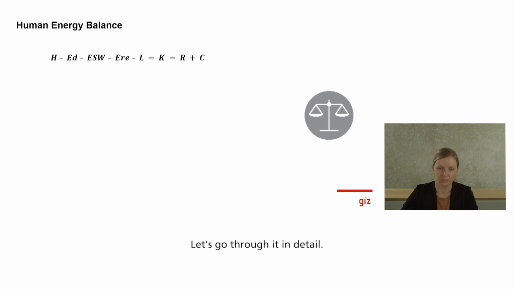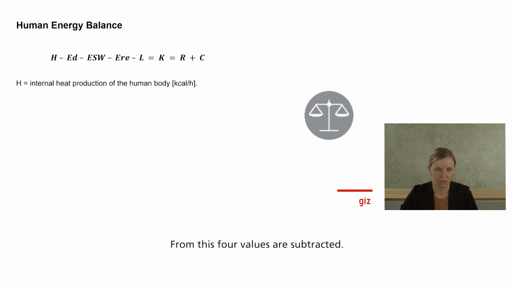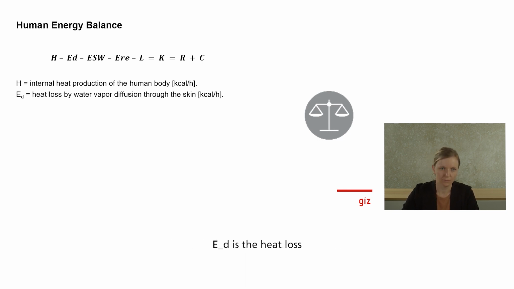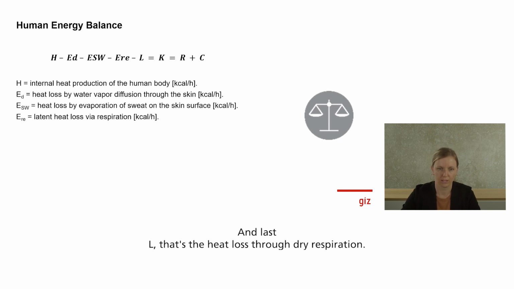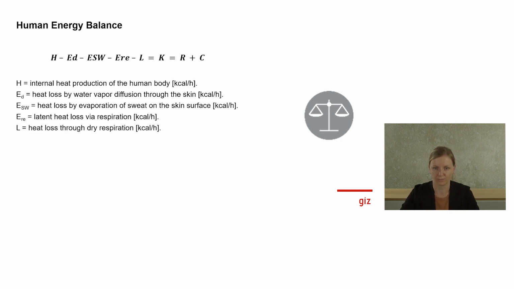Let's go through it in detail. H corresponds to the internal heat production of the human being. From this, 4 values are subtracted. ED is the heat loss by water vapor diffusion through the skin. ESW is the heat loss by evaporation of sweat on the skin's surface. ERE is the latent heat loss via respiration. And last, L is the heat loss through dry respiration.